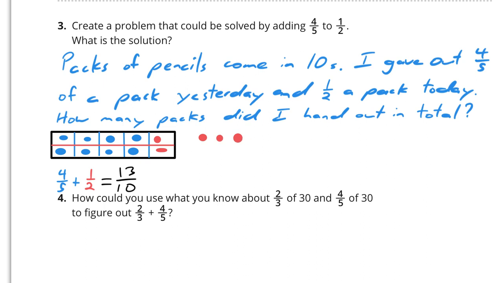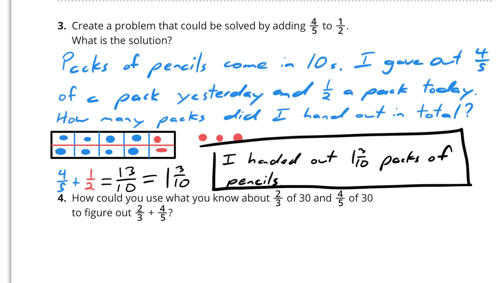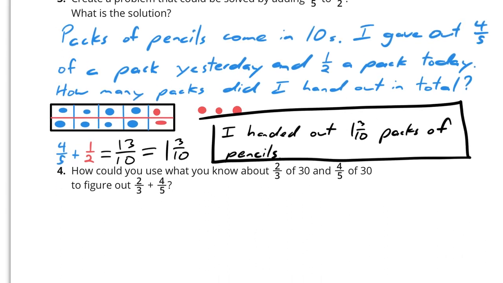Or the better way to put it, instead of being in an improper fraction, would be to put it in a mixed fraction, which is 1 and 3/10. And I would also have to put this in a sentence. I handed out 1 and 3/10 packs of pencils. And if you really want to make sure that you know where that answer is, it's a good idea to put it in a bit of a rectangle. It's kind of a messy rectangle, but it works.